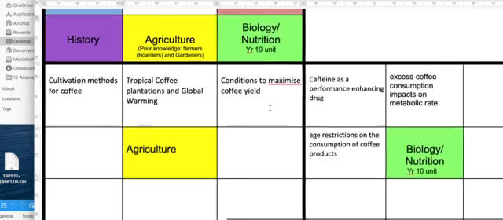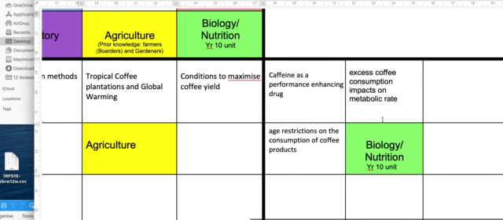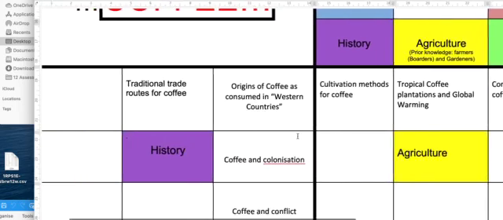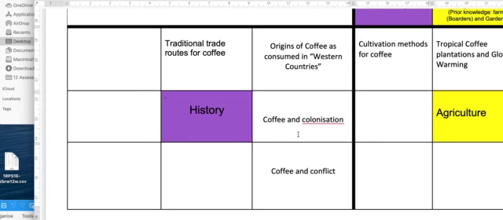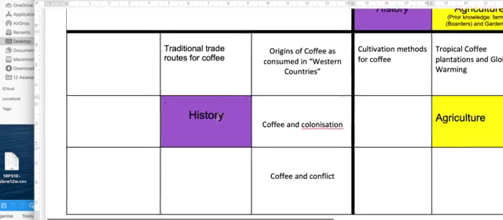Let's look at it from a biological perspective. Caffeine as a performance-enhancing drug. Excess coffee consumption impacting on our metabolic rate. Age restrictions on the consumption of coffee products. If we move further, we can look at the history. What were the traditional trade routes for coffee? Origins of coffee as consumed in Western countries. Coffee and colonization. Coffee and conflict.